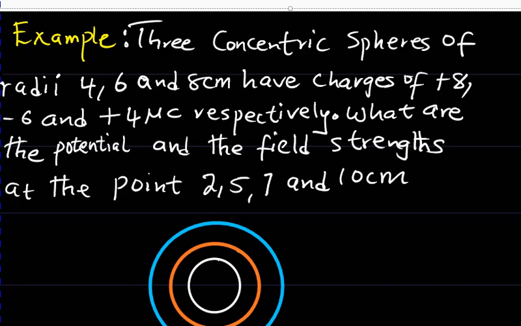Okay, so this question goes this way. Three concentric spheres of radii 4, 6, and 8 cm have the charges of +8, -6, and +4 microcoulombs respectively. What are the potential and the field strength at the points 2, 5, 7, and 10 cm respectively?